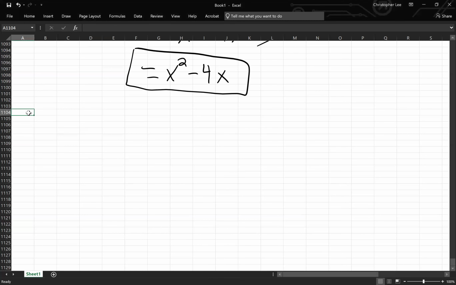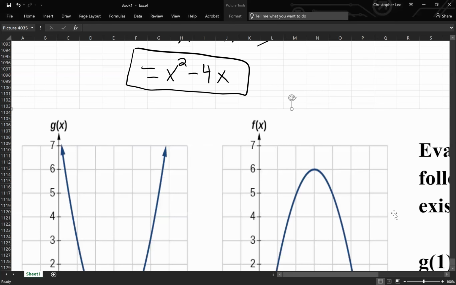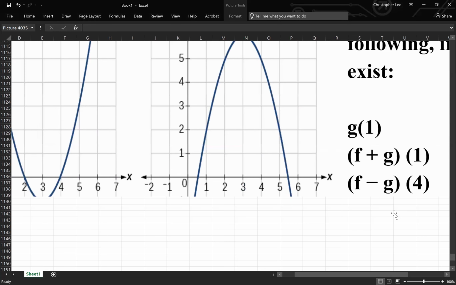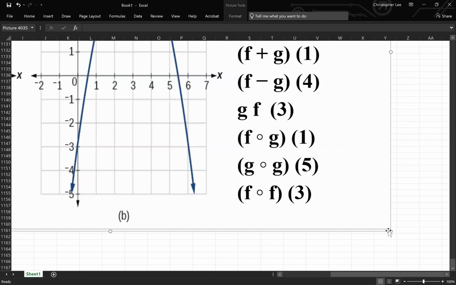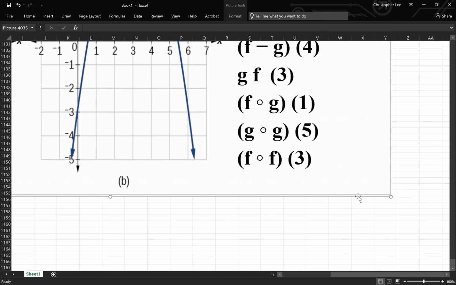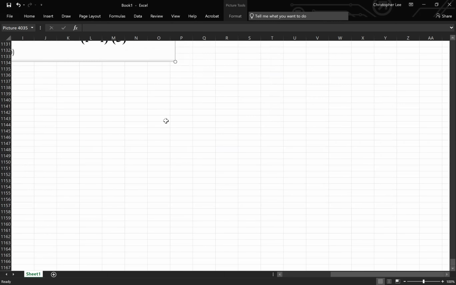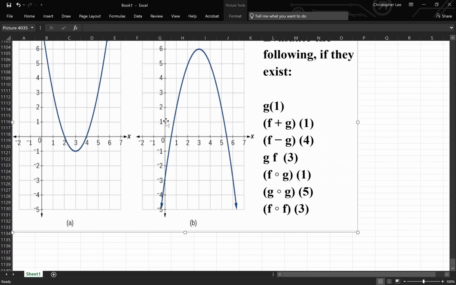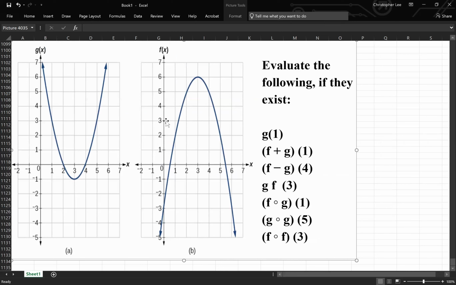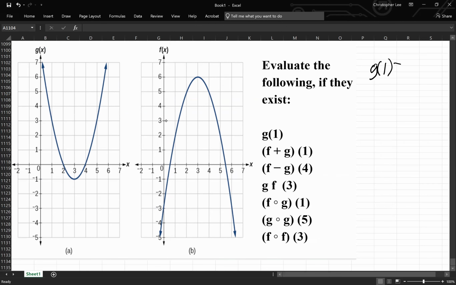This is another easy part of the exam. Okay, let's start from the top. g of 1 is equal to, so I'm looking at graph g right here. So when x is equal to 1, what is the y value? It's right here. It's 3, so this is going to be 3.